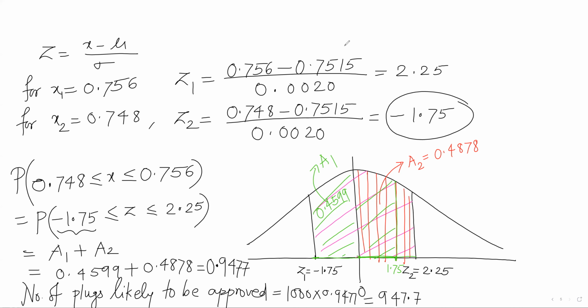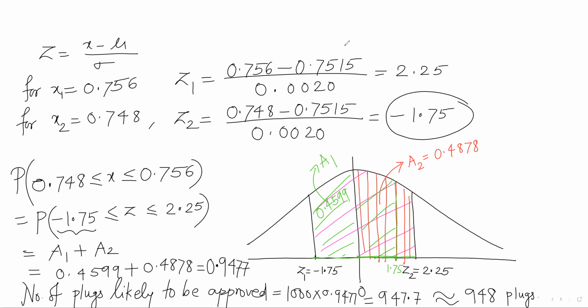You cannot say the number of plugs in real numbers, so we always round it off. Here it is approximately 948 plugs. So whenever the machine is producing 1000 plugs, approximately 948 plugs are acceptable, in the accepted diameter. Are you all getting it? Here you don't have to calculate the integration. The areas will be provided, you just have to draw the diagram properly.